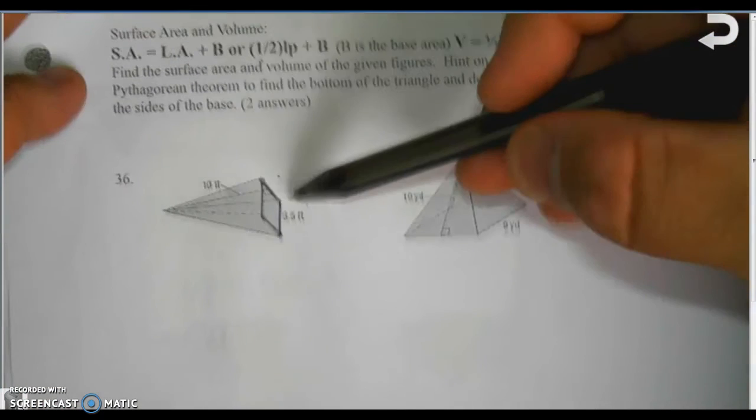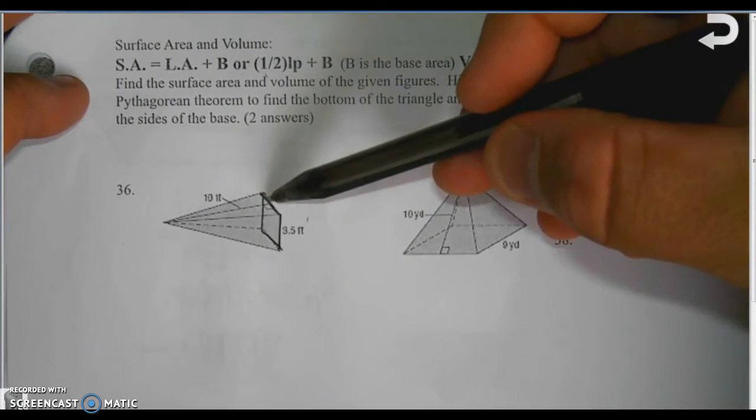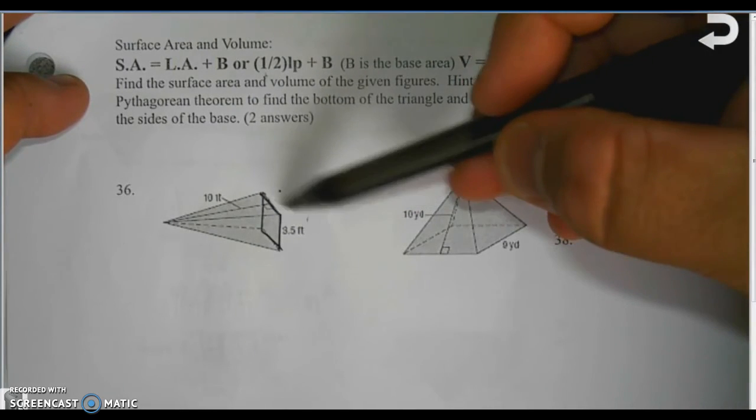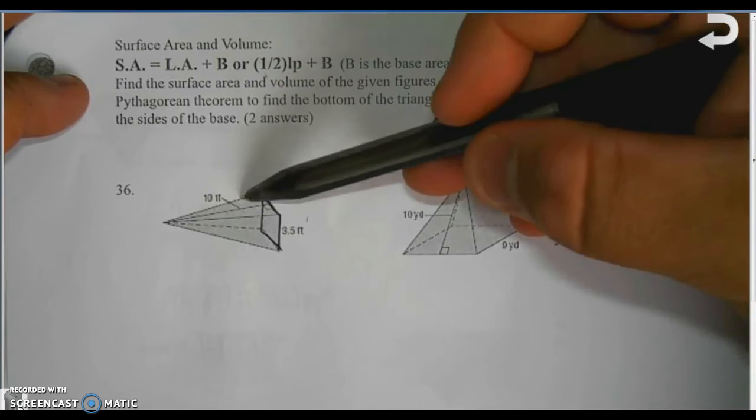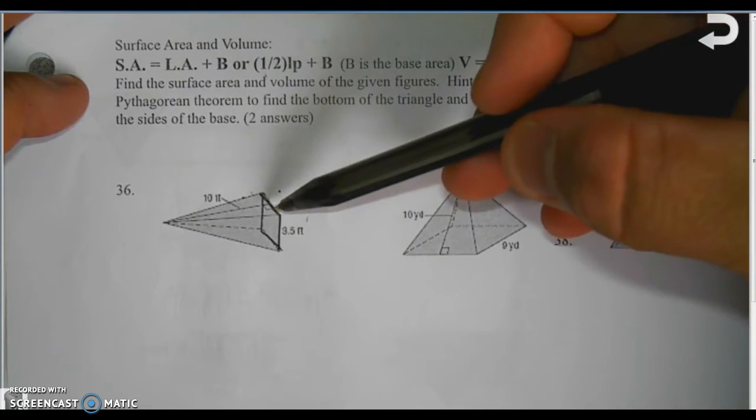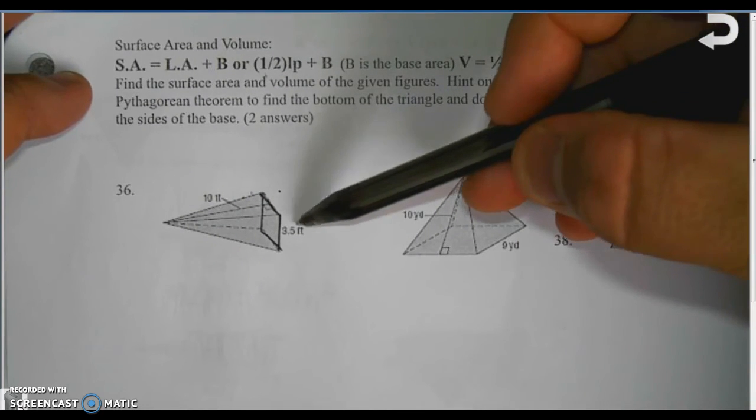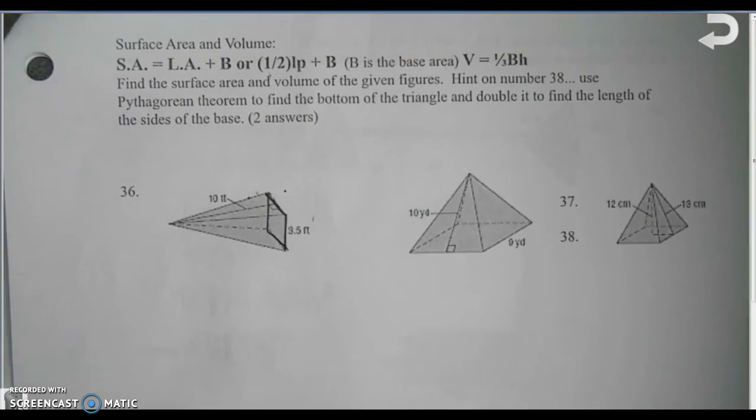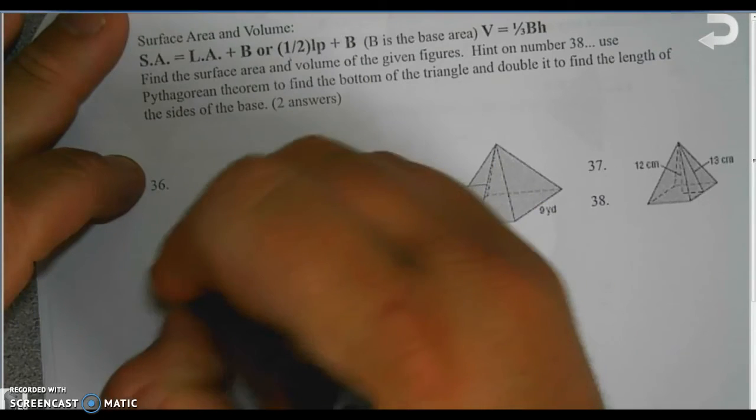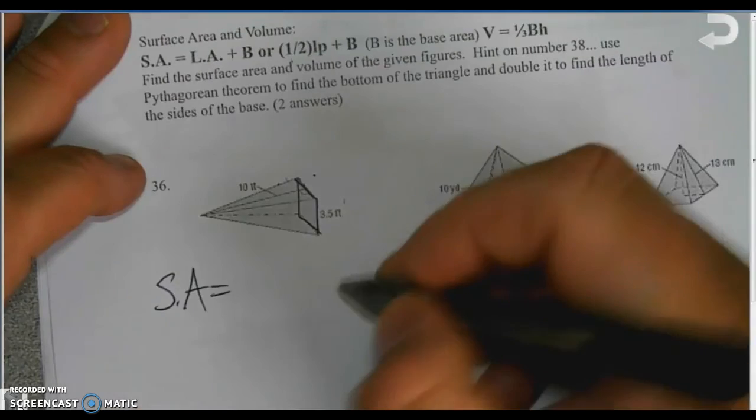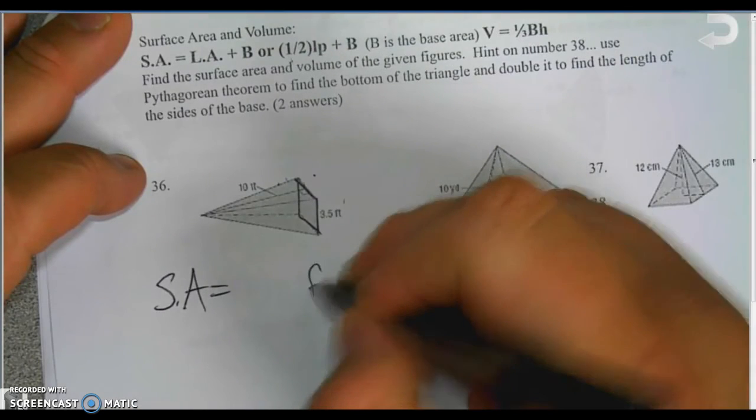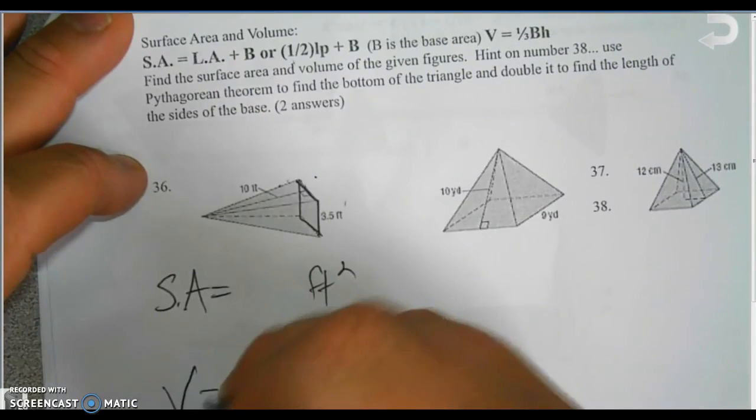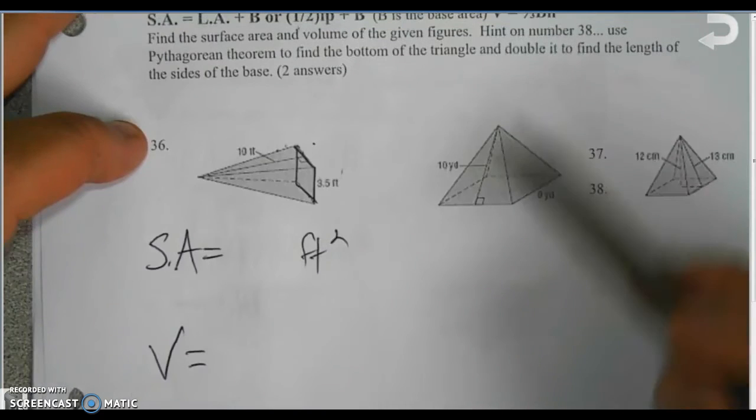So when we get back to this one, you do half times L times P, so 3.5 times 10, which is 35, and then you're going to add the base area, 3.5 times 3.5, whatever that is, and you'll get your surface area. You're going to have just one answer here. It's going to be feet squared.